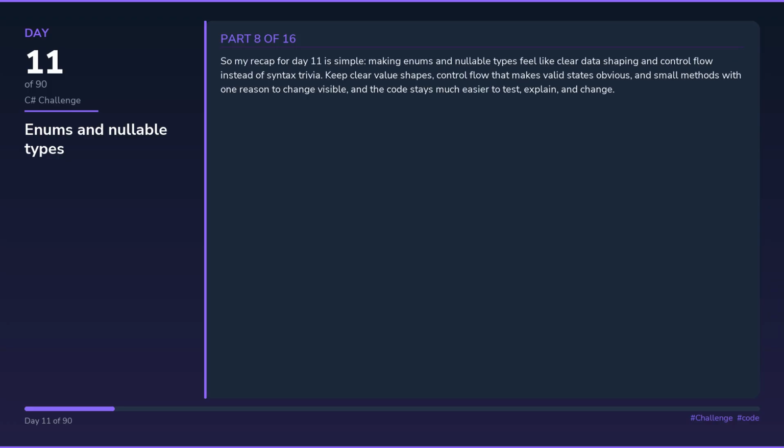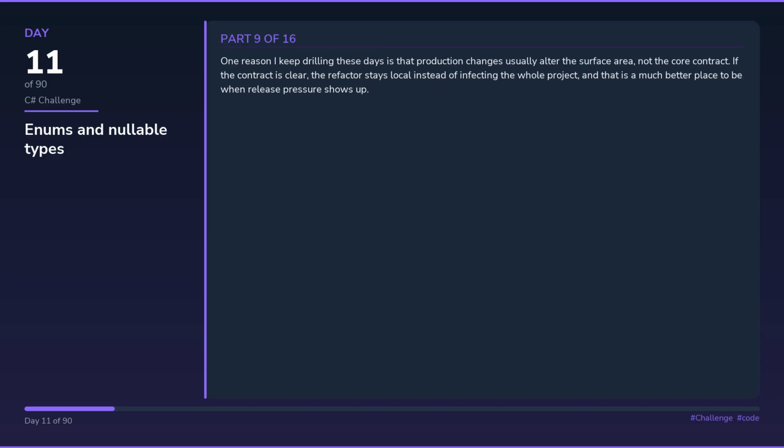So my recap for day 11 is simple: making enums and nullable types feel like clear data shaping and control flow instead of syntax trivia. Keep clear value shapes, control flow that makes valid states obvious, and small methods with one reason to change visible, and the code stays much easier to test, explain, and change. One reason I keep drilling these days is that production changes usually alter the surface area, not the core contract. If the contract is clear, the refactor stays local instead of infecting the whole project, and that is a much better place to be when release pressure shows up.